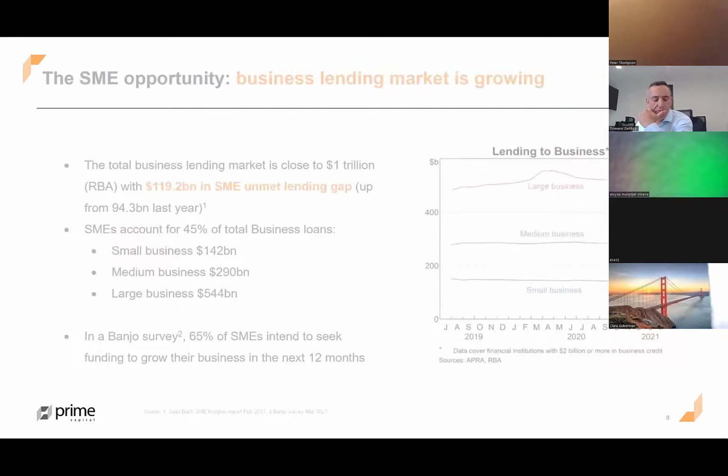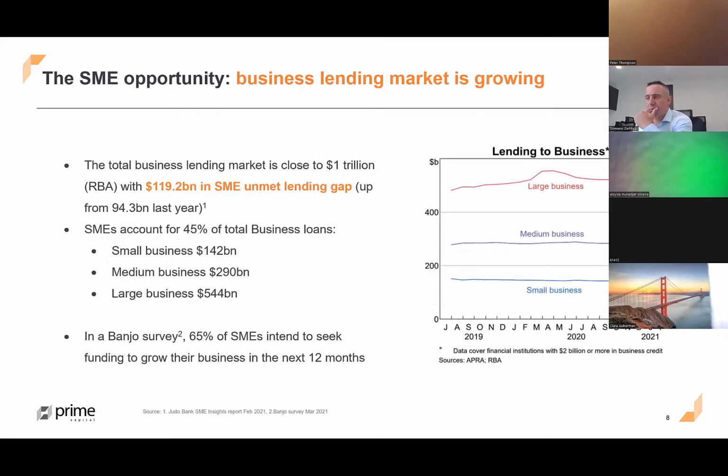In terms of what it means money-wise, what the market is, 45% of total business loans were written in the small business and medium business space. And we know that according to the Benjo survey, there was a gap of $119 billion reported by SMEs of the unmet lending gap. That's a big gap and a big opportunity for your business to tap into that and diversify your business as well.